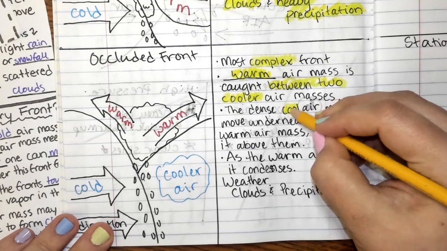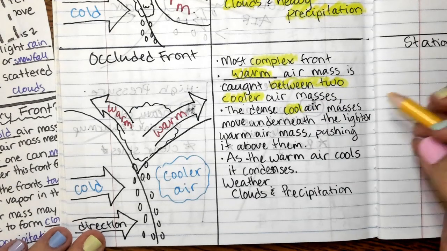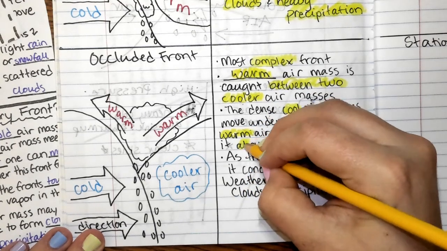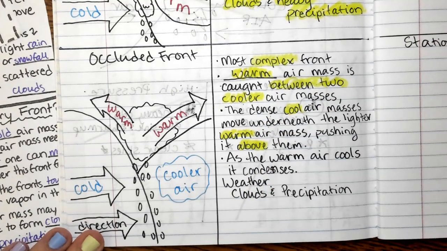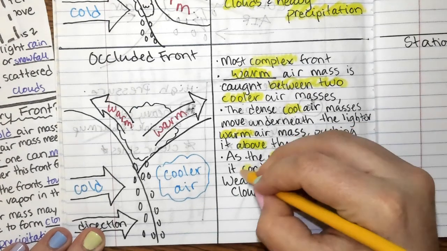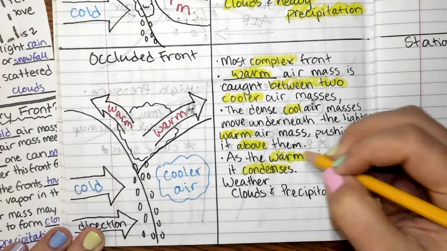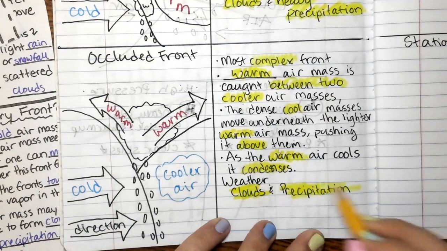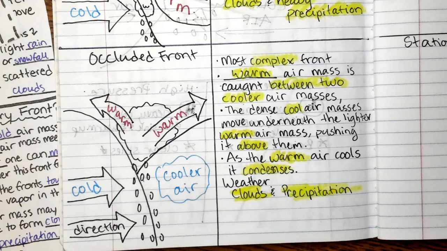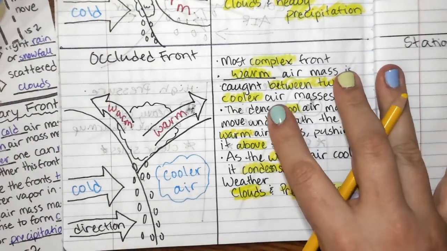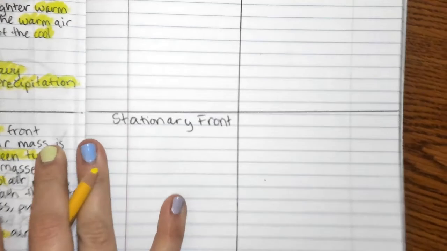That dense cool air mass moves underneath the lighter warm air mass, and it's going to push it above them both. Again, that warm air cools and it's going to condense. And lastly, the weather we need to care about are clouds and precipitation. Okay, move on to the next one, where we're talking about warm fronts.